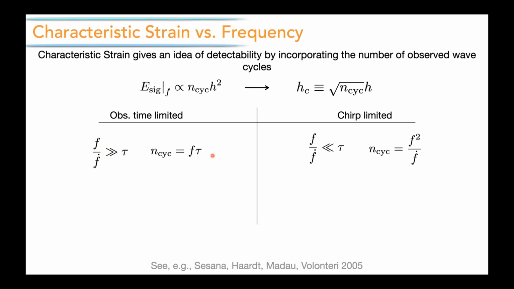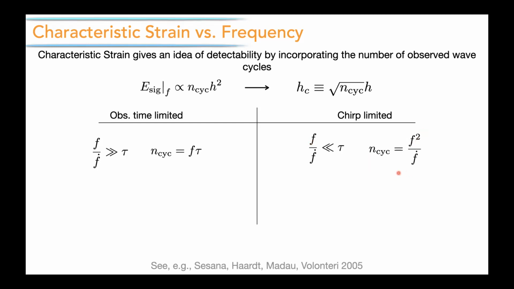The other limit is that your binary is evolving very quickly, and so your observation time is a lot longer than the time it takes the binary to chirp, to evolve through the frequency band that you're observing in. Then you can define this other number of cycles, just f times a different t, the time for the binary to evolve, of order its beginning frequency.